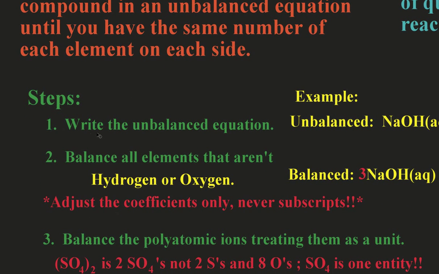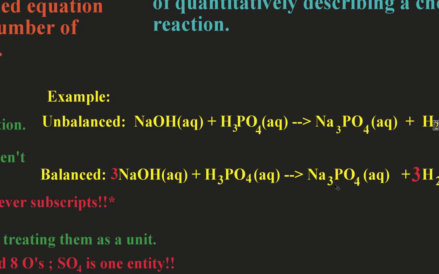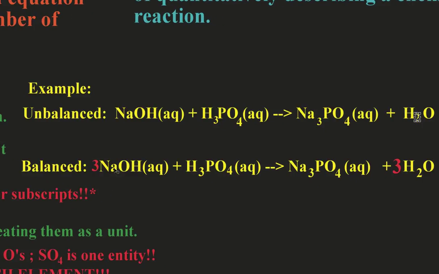First, if you're just given the words, convert it into an unbalanced equation with the condensed formulas of the compounds. And then balance all the elements that aren't hydrogen or oxygen. Only adjust the coefficients, that's the number multiplied, never the subscripts. So only mess with the stuff in front, never the stuff down low. So here, 3 and 3. So actually, this first 3 is the only 3 that counts for that step because sodium is an element other than hydrogen or oxygen.